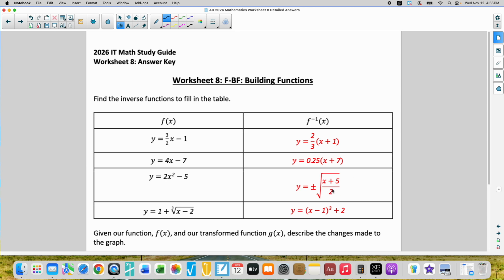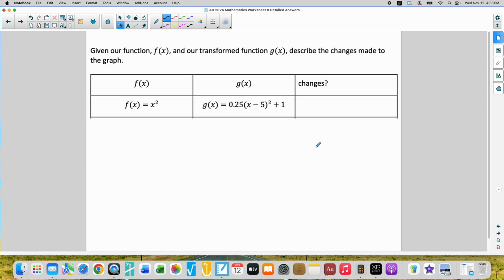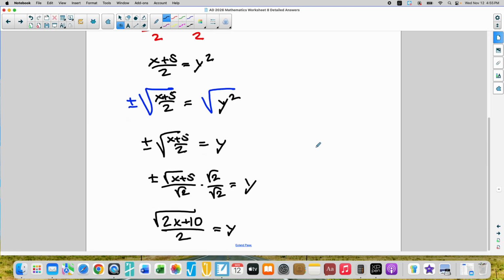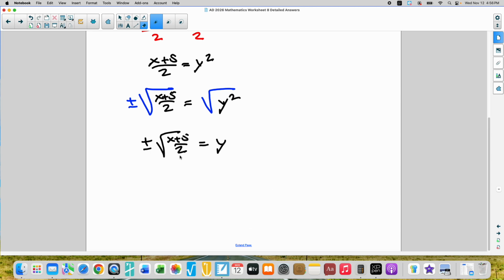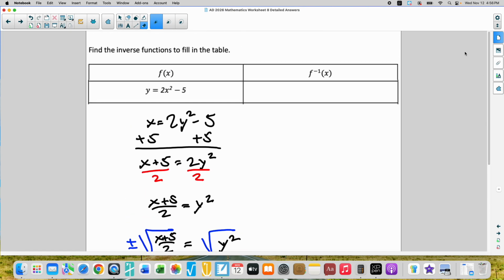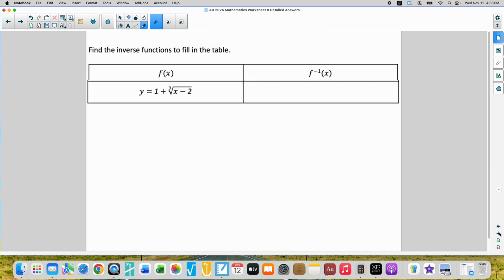No, they leave the square root in the denominator. Okay, that's not rationalized, so that's interesting. And they didn't distribute the 1/4, which is interesting, and they didn't distribute the 2/3, which is interesting. I'm pretty sure it has to be plus or minus also, because we are taking the square root of a variable being squared. So I think it's plus or minus, but who knows with academic decathlon and their answer key.